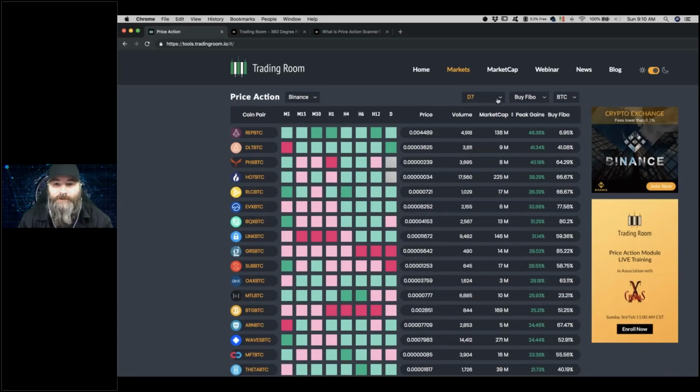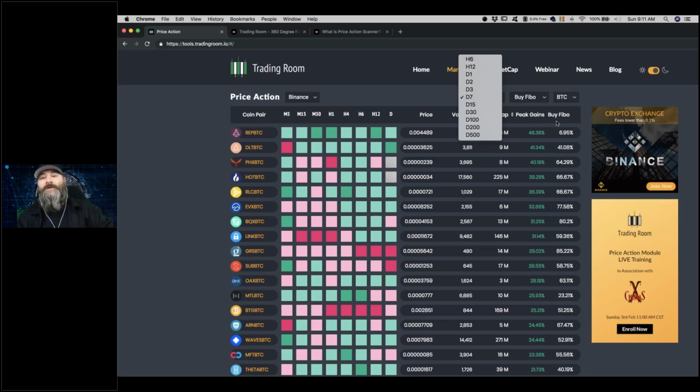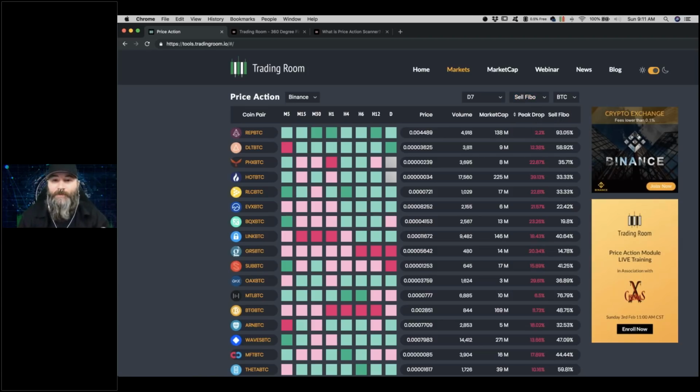Take a look at it in real time. You'll see the options here, right, from 6 hour to 500 day, as far as calculating the peak gain within that period, and then the retracement or pullback thereof. Okay, this is your option to buy and sell. This will give you the peak gain or the peak drop within that time period. These are your pairings that we're looking at: USDT, Bitcoin, ETH, or all.